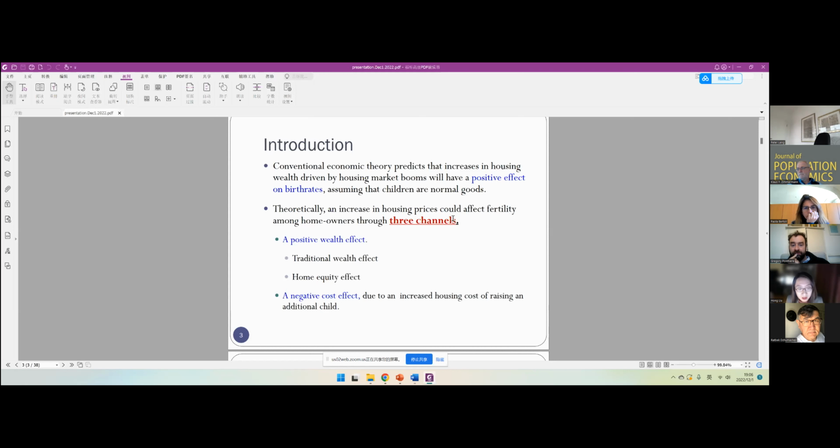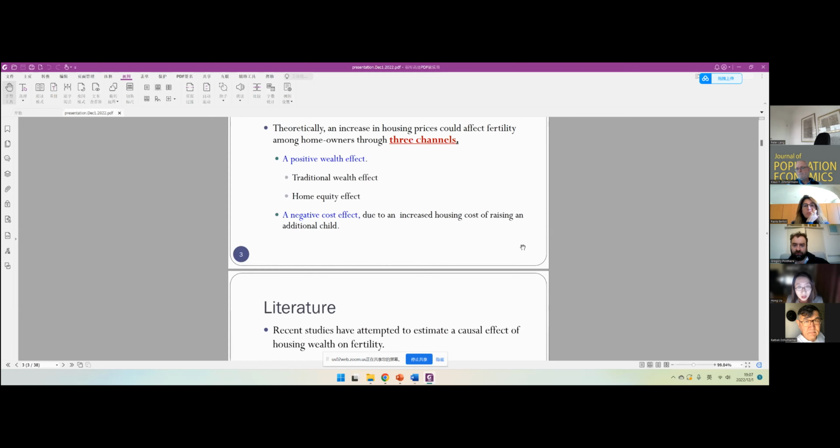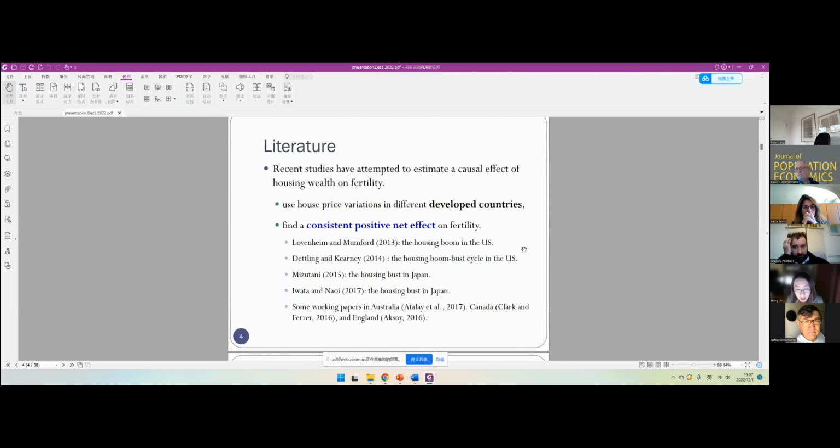Meanwhile, there's a negative cost effect, because when house prices rise, it becomes costly to attain additional living space for the new child. Recent studies showed a consistent positive net effect on fertility in developed countries, based on the housing boom in the US, the housing bust in Japan, and also the housing market variation in Australia, Canada, and England.